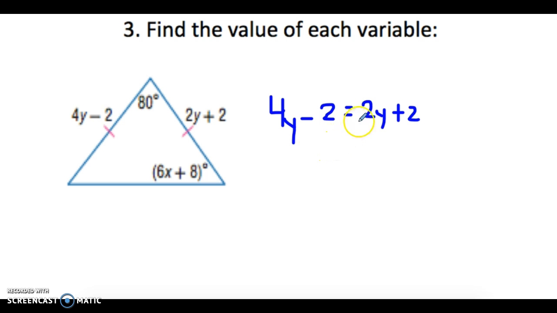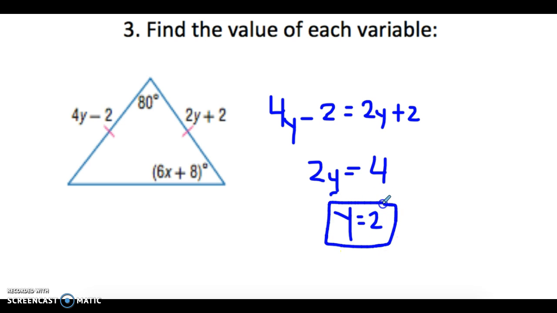Okay, solving for y, I'm going to bring my y's onto this side of the equation, so I get 2y is equal to 4. Divide both sides by 2, and I get y is equal to 2. Now, how are we going to solve for x?